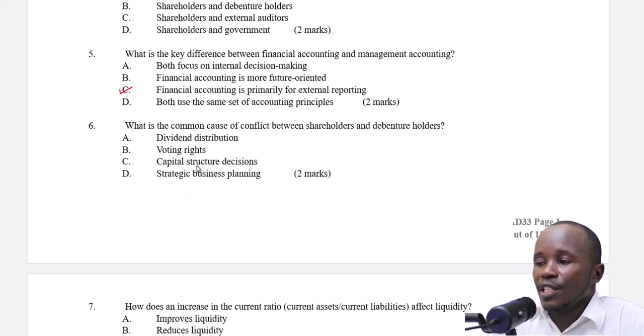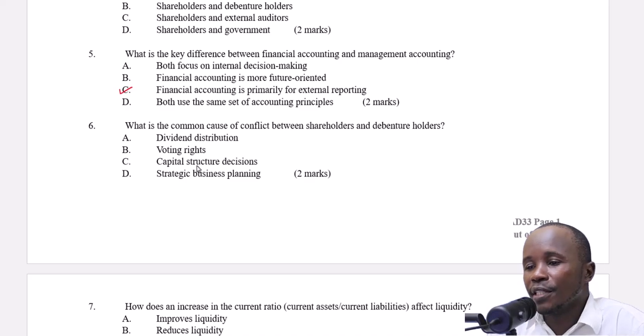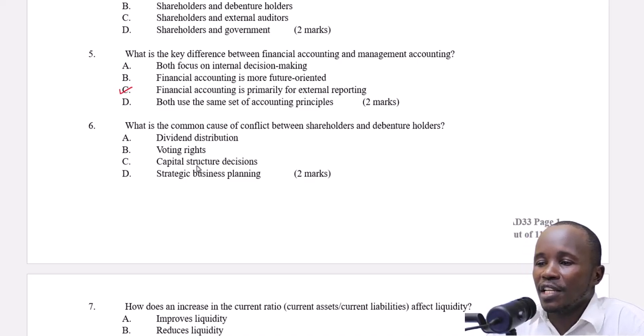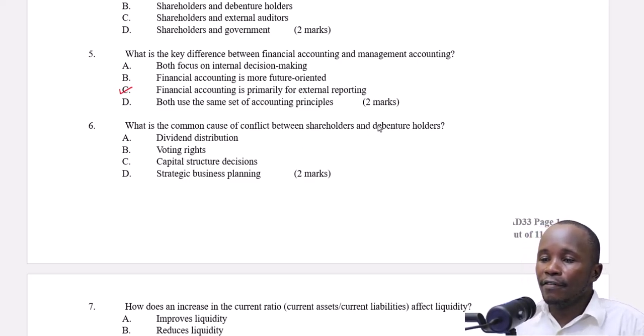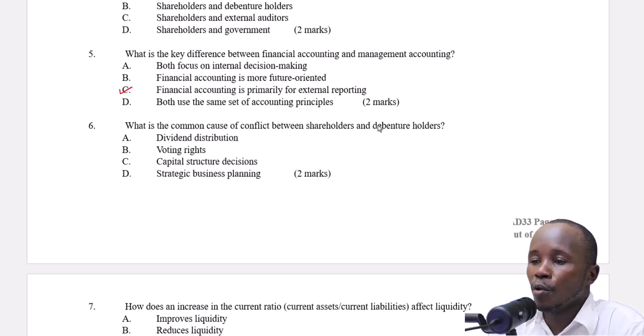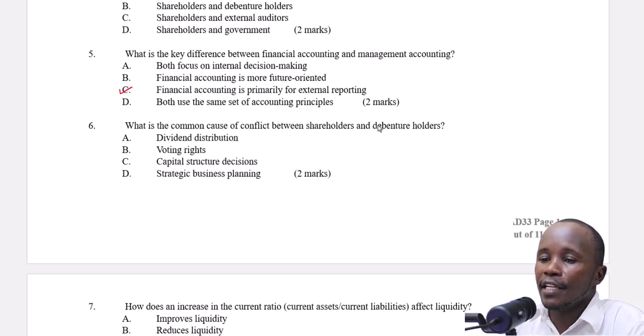Capital structure decision. Capital structure decision still is not an issue with shareholders. How to mix debt and equity is basically the decision of the board of directors or even the management as such. So shareholders basically are not. Voting rights. Yes, shareholders are the ones with the voting rights. Debenture holders don't have voting rights. Therefore, the common cause of conflict here could be dividend distribution.